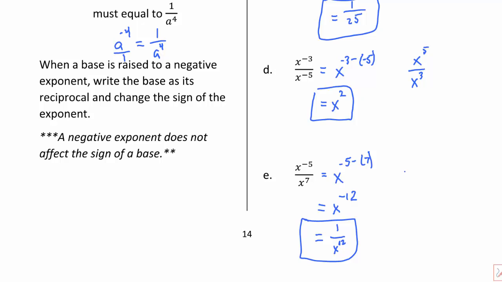Now there's another way that we could do this. Because this is x to the negative 5 in the numerator, we move it to the denominator, making that 1 over x to the 7th times x to the 5th. Now we're multiplying like bases, and when you multiply like bases, you add the exponents. So this would be 1 divided by x to the 7 plus 5, and 7 plus 5 is 12, which again gives you 1 over x to the 12th.